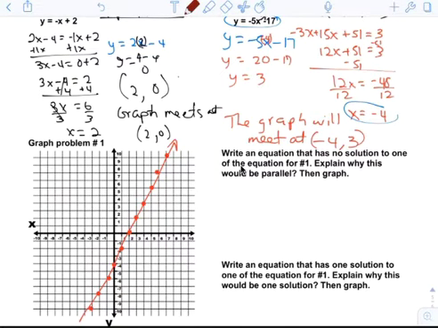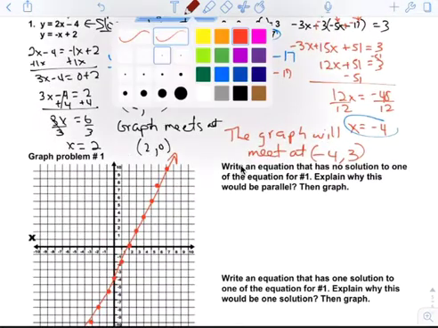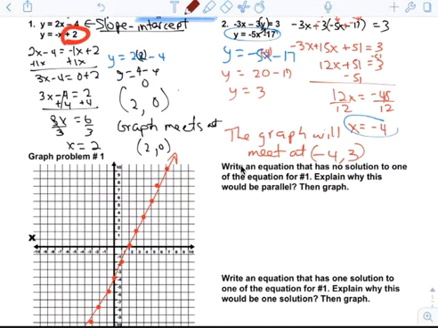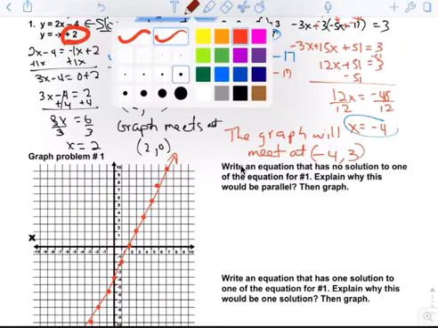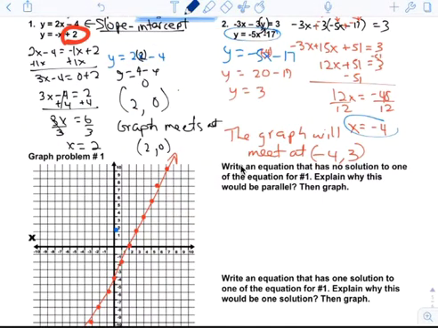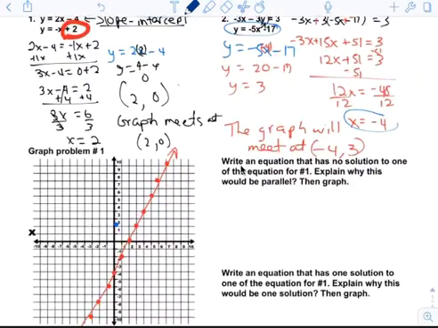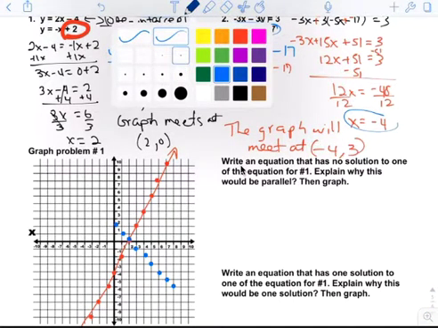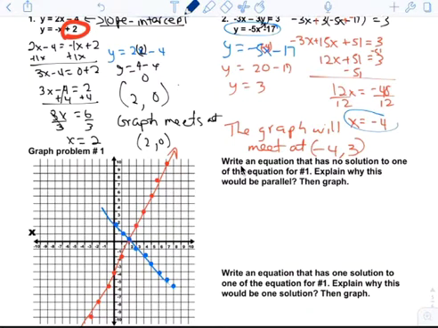And then the other one, you start out at 2. Right here, you start out at 2. I'll change the color. And you go down 1, right 1. Oh, there's your intersection. That's all you need. Okay? So your intersection is at 2, 0. Look at that. The graph meets at that.